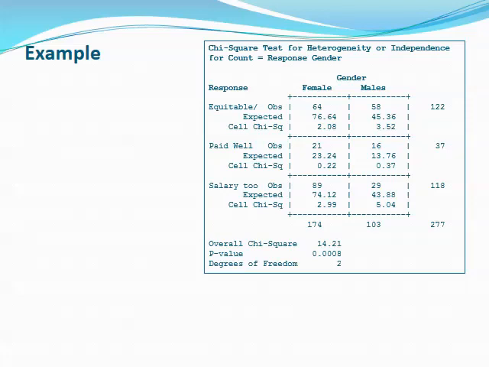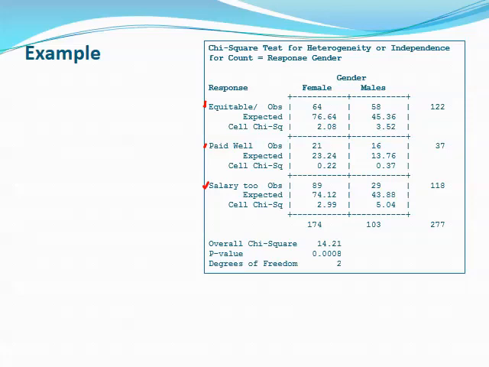The order's a little bit different because statistics is going to look at the way it's entered and do it alphabetically. So too low was first in the table I showed you, equitable was second, and then paid well was third. You can see the order's been changed, but the numbers are the same. What it's doing is saying we expect 76 of the females to say equitable. We only saw 64. We expect 45 of the males. We only saw 58. If we had independent outcomes, we should see 45 and 76 and 23 and 13 and 43 and 74. You can see our numbers vary from that, but do they vary by enough?